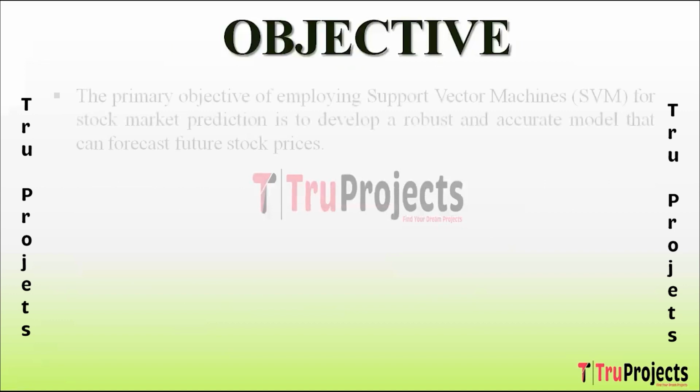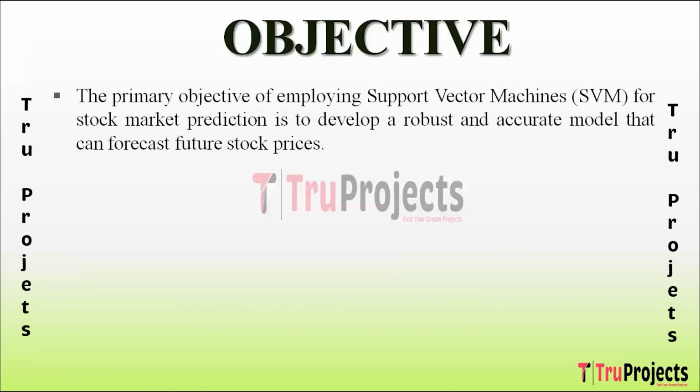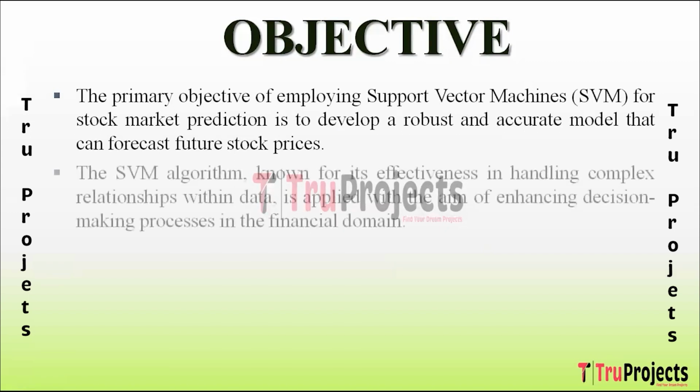Objective. The primary objective of utilizing support vector machines for stock market prediction is to leverage machine learning techniques to enhance the accuracy and reliability of forecasting future stock prices. By understanding and quantifying risks, the model can contribute to better risk management strategies, aiding investors in mitigating losses.